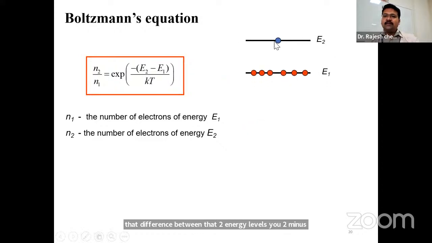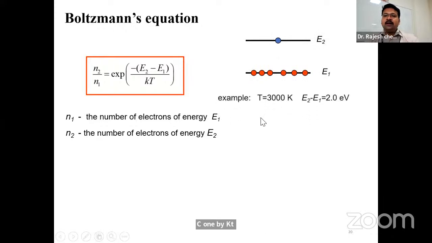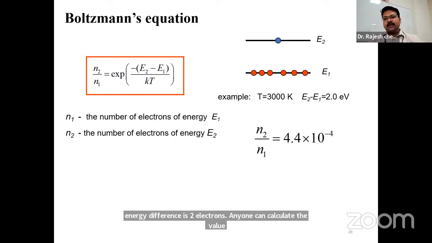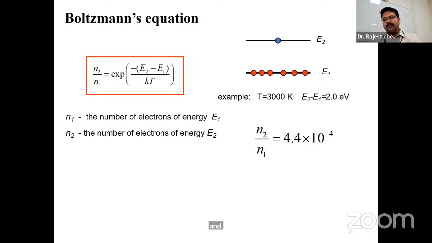Now we can see here, right? For example, I am taking my temperature T equal to 3000 Kelvin. The energy difference is 2 electron volts. Anyone can calculate the value? N2 by N1 will be 4.4 into 10 raised to minus 4. What does it mean? Anyone? What does the number mean?